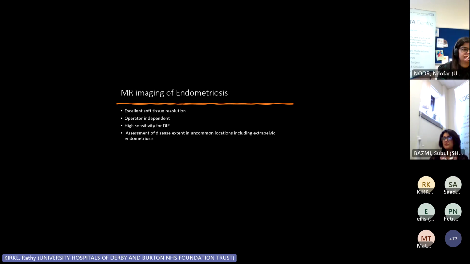It's got a very high sensitivity for deep infiltrative endometriosis. We do see deep disease. We see how deep it's going into the bowel. And you can also assess it in slightly uncommon locations. There is a lot of work being done on looking at it in the subdiaphragmatic areas on the surface of the liver. We're not quite there yet with it, but it's hopefully coming in the future.